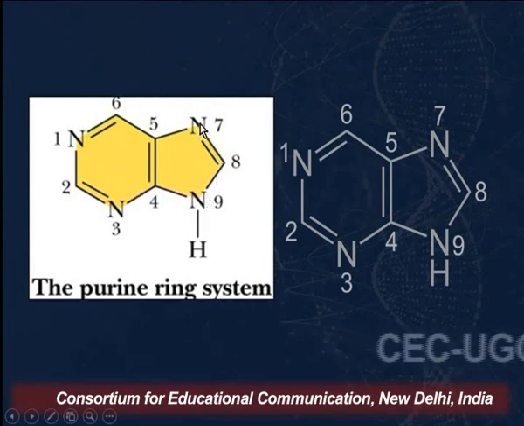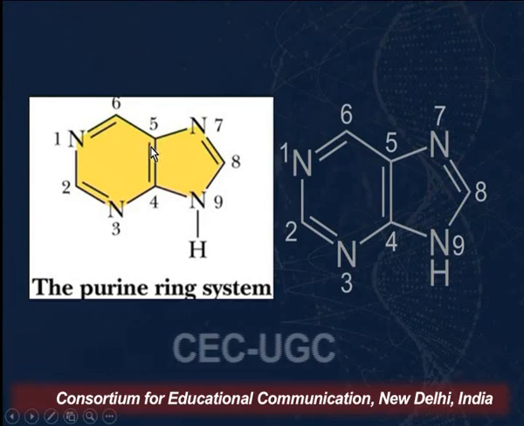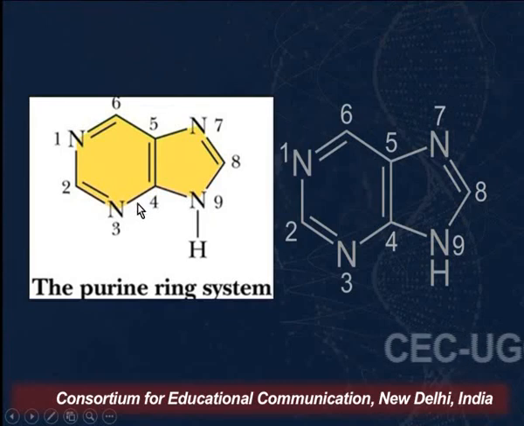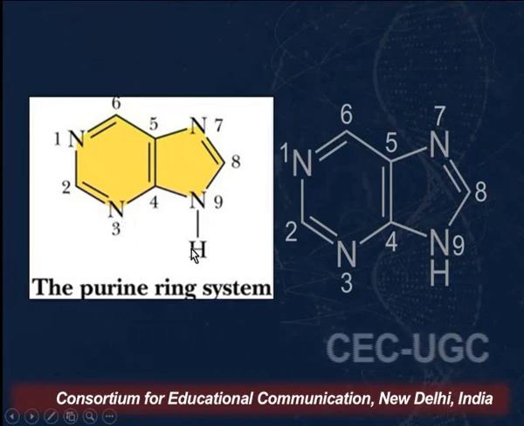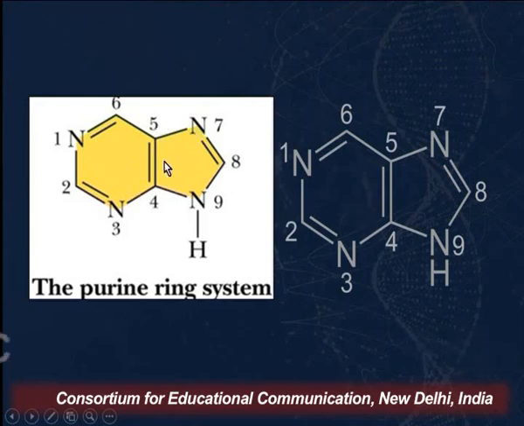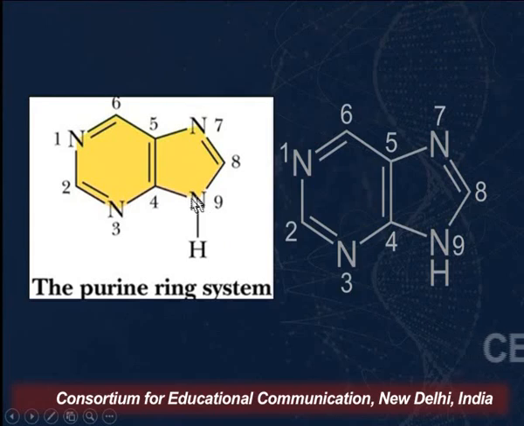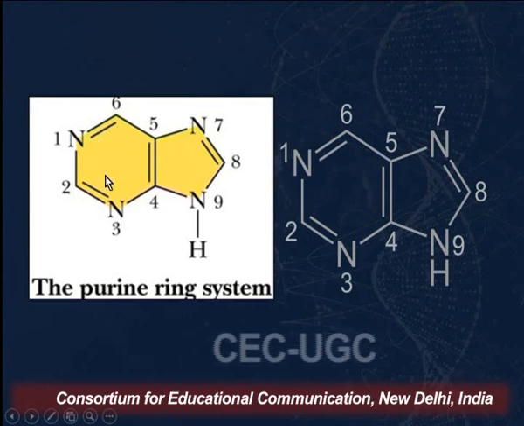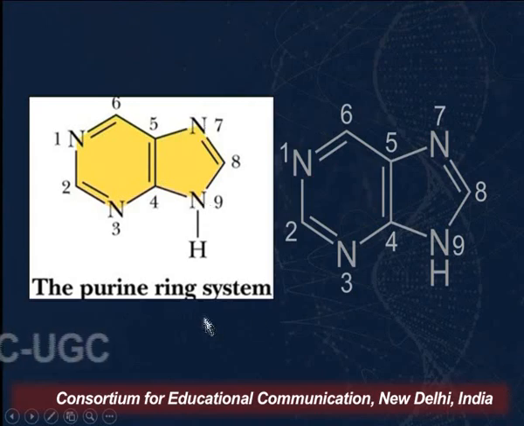About this numbering you have to be very careful, because in the pyrimidine ring, it is this nitrogen which is given 1, and it is from here it is attached to the sugar molecule. Whereas when we talk of purines, it is attached to the sugar molecule from N9. So you have to be very careful when you are carrying out the numbering. So this is your N9. In this case, the numbering has to be anti-clockwise in the pyrimidine ring or in the larger ring, and in the smaller ring the numbering has to be clockwise.